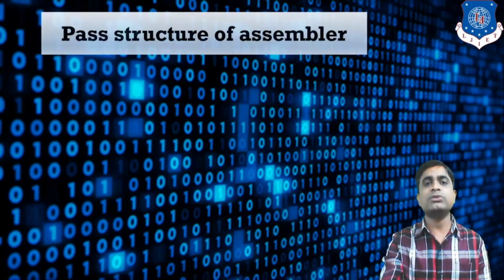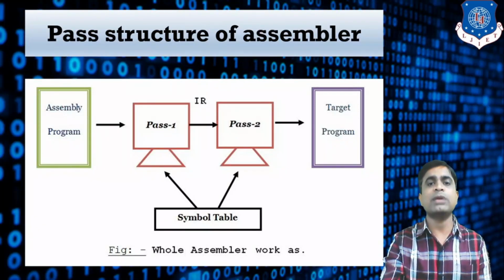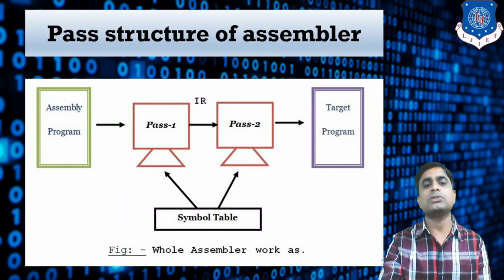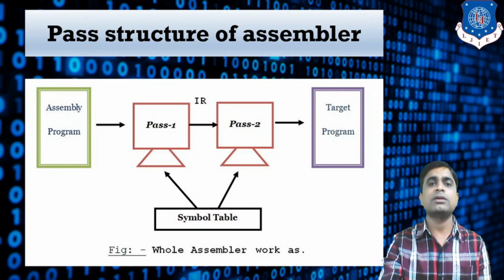And finally, I will show you the structure of this assembler. On the left side we have the assembly program, and on the right side we produce the target program by using pass 1 and pass 2. And obviously the symbol table data structure is required.